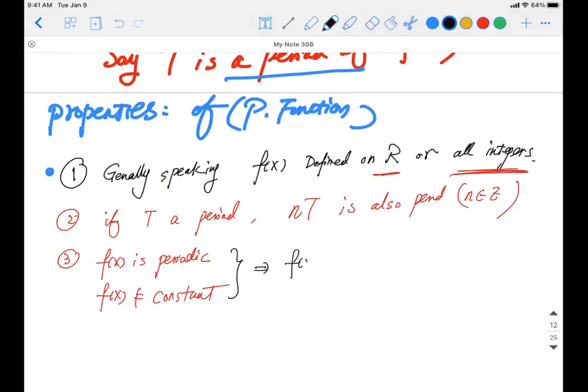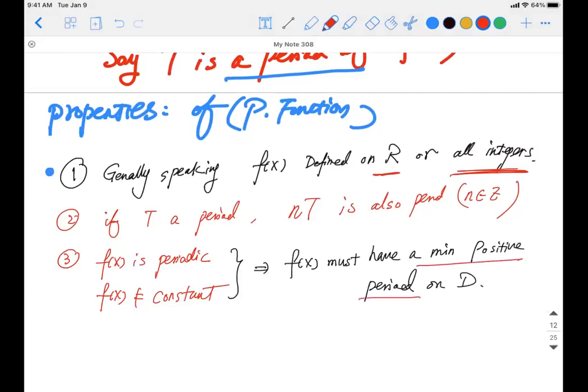So therefore, f(x) must have a minimum positive period on D. This is actually a very important thing. If a function is periodic and it's not a constant function, then you must be able to find a minimum positive period, which makes sense, right? So when we say the period is 2 pi for cosine, 2 pi for sine, pi for tangent, we're basically talking about the minimum positive period.